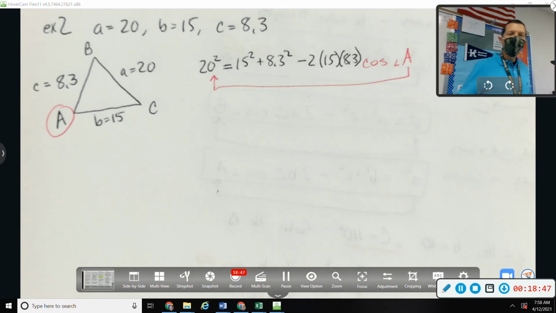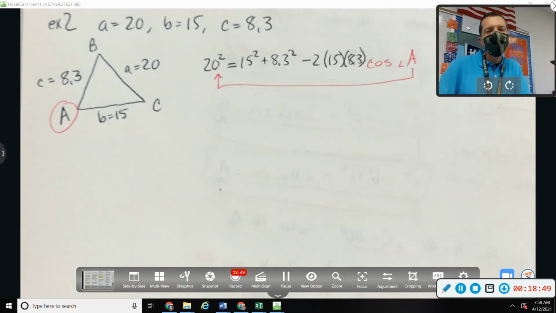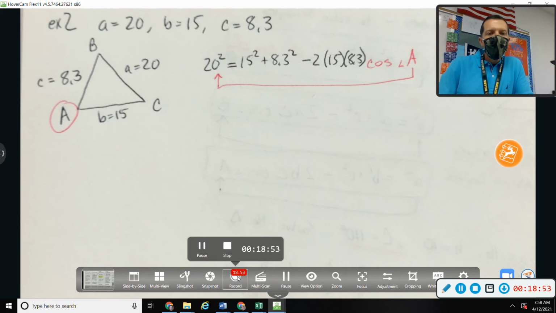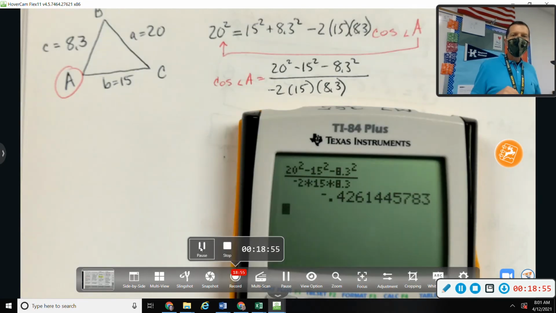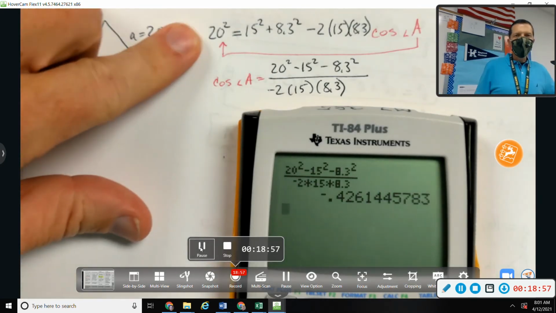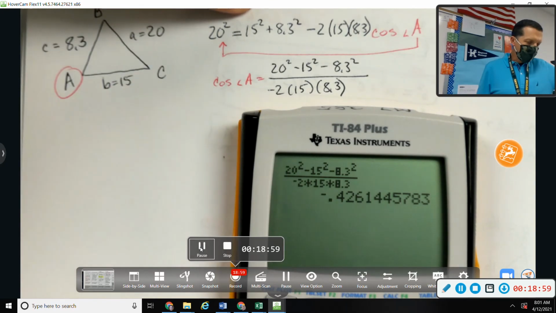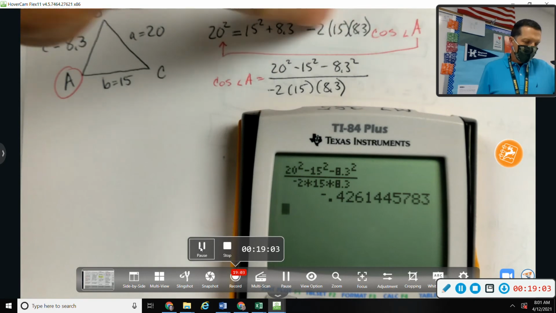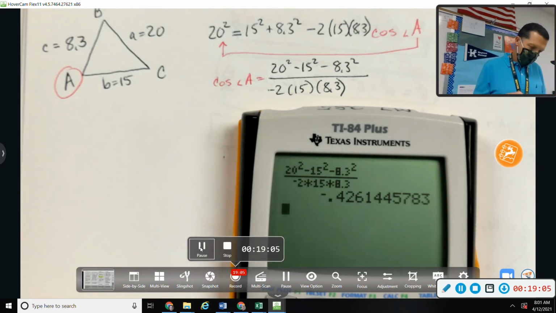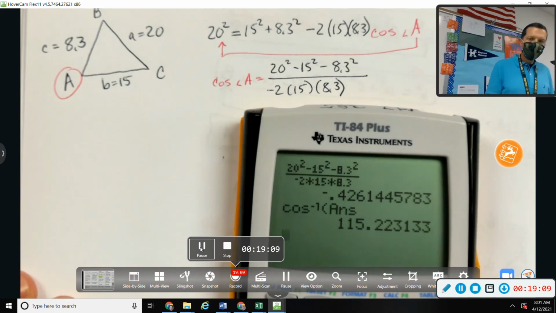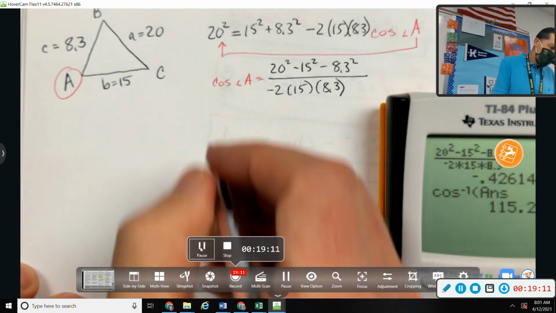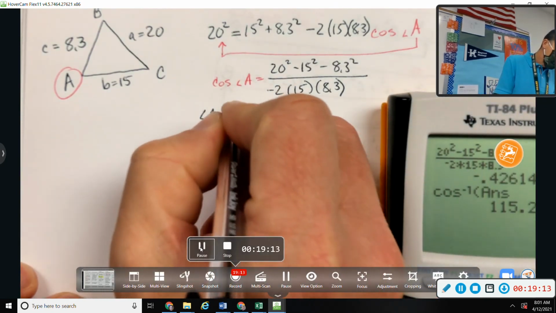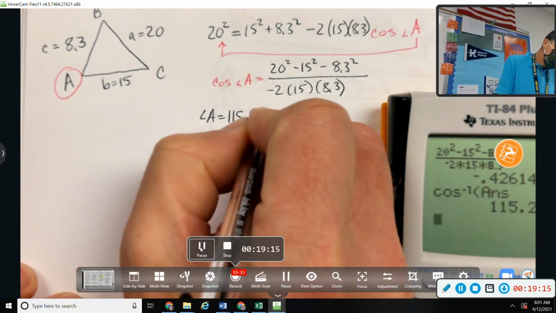All right, I'm going to pause it. You see if you can move things around and figure out what angle A is. So hopefully you got to here where you subtracted over the 15 squared, subtract over the 8.3 squared, then divide by what's left. Inverse cosine of that tells me what angle A is. 115.223.